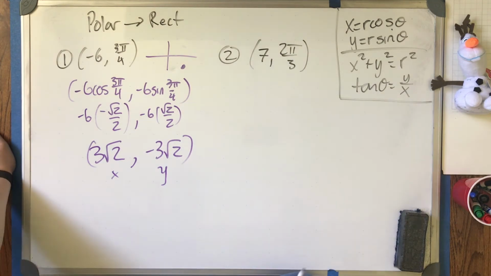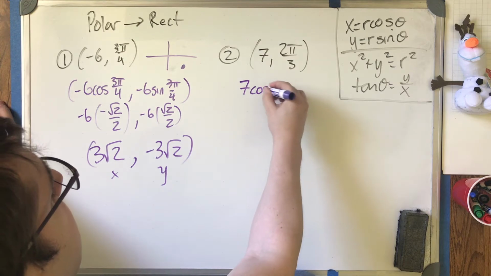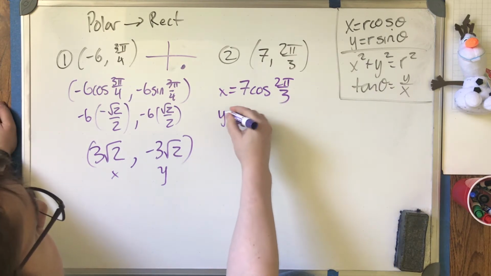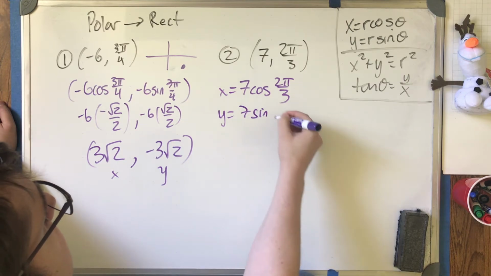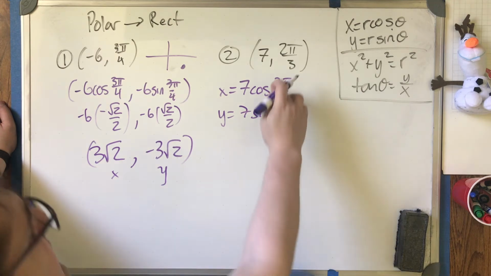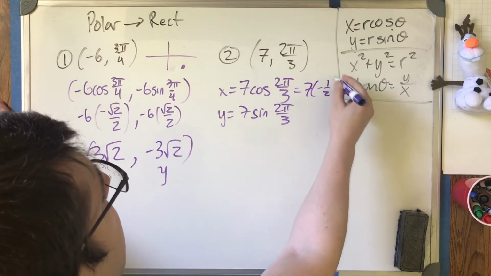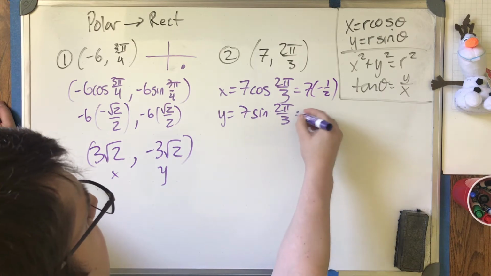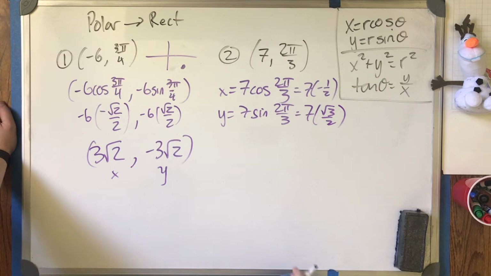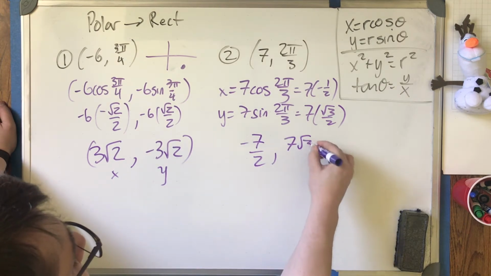Do the exact same thing for this one over here. So I'm going to have 7 cosine 2 pi over 3. That's going to be the x. I'm not going to run out of space, so I'm just going to say y is going to be 7 sine 2 pi over 3. So let's think, that's a 60 in the second quadrant, so that's going to be negative 1/2. This is a 60 in that, so that's going to be square root of 3 over 2. There we go. So we have a negative 7 over 2 and a 7 rad 3 over 2.